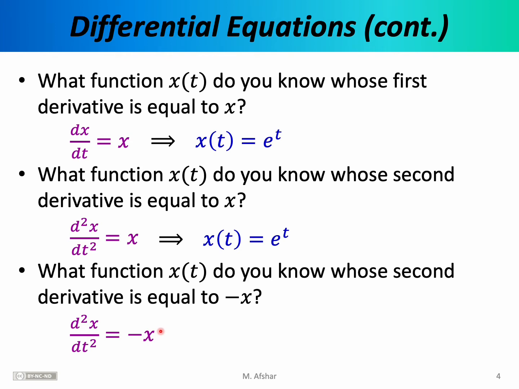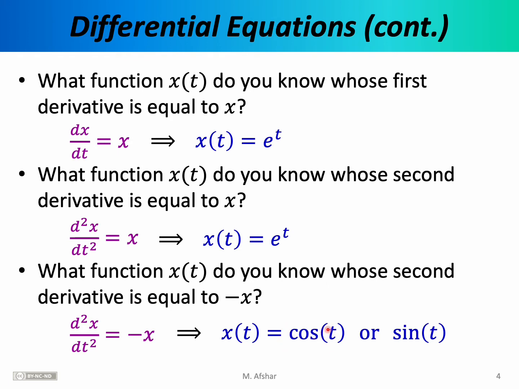So think about all of the functions that you've learned. You've learned about exponentials and logarithms and various trigonometric functions. And as you're going through these functions and thinking about their derivatives, hopefully you recognize that the answer to this differential equation should be cosine of t. Why?